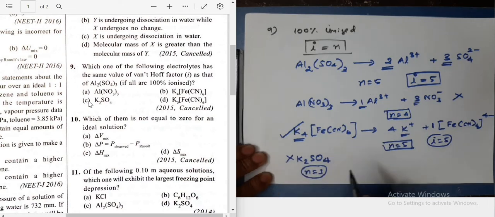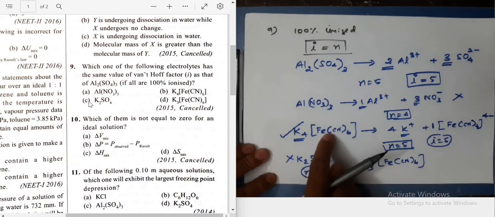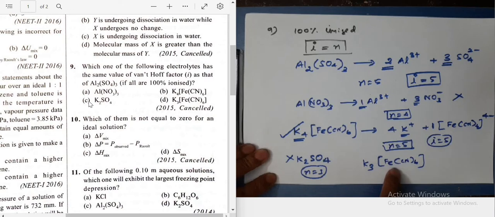Okay, and in option D we have K3Fe(CN)6. This is potassium ferricyanide, whereas the earlier one is potassium ferrocyanide. In potassium ferricyanide, I'll get 3 potassium ions and 1 complex ion. So total number of ions in this case is 4. Therefore you'll get Vantha factor as 4.